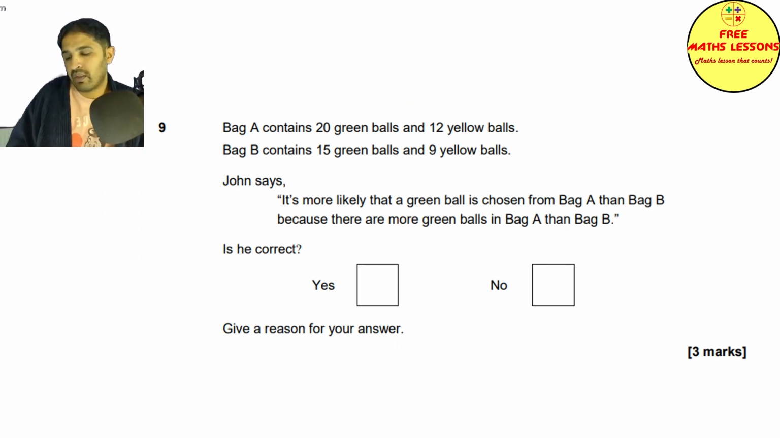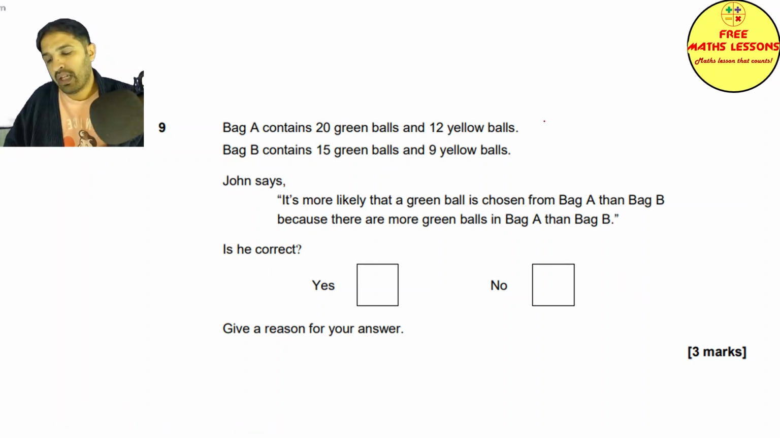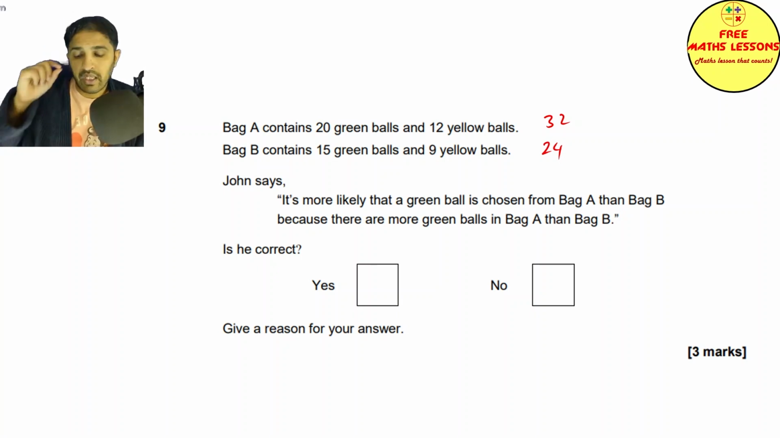Question 9. A bag has 20 green marbles and 12 yellow balls. So I'm just going to add them up. So bag A has 32 balls. And then bag B contains 15 greens and 9 yellow balls. So bag B has 24 balls. John says it is more likely that a green ball is chosen from bag A than from bag B because there are more green balls in bag A than bag B.